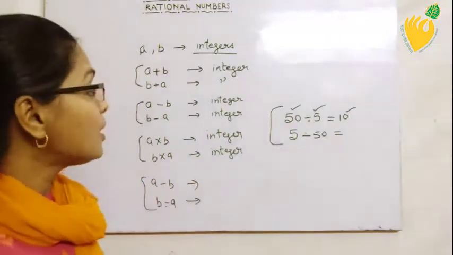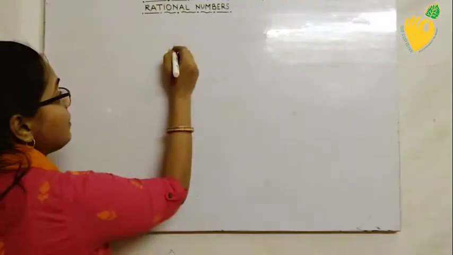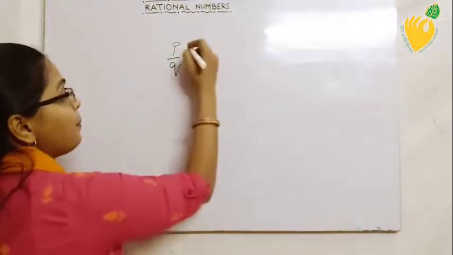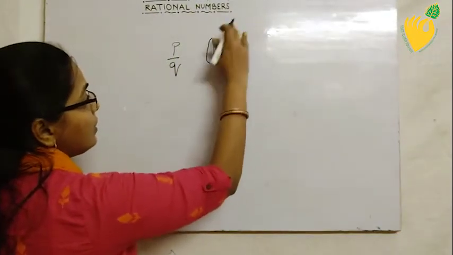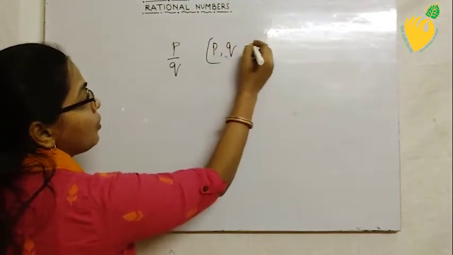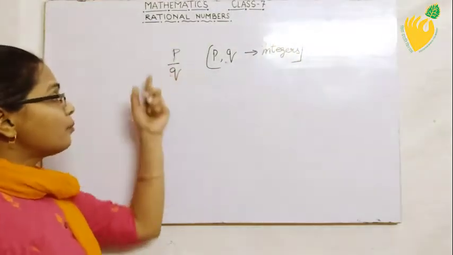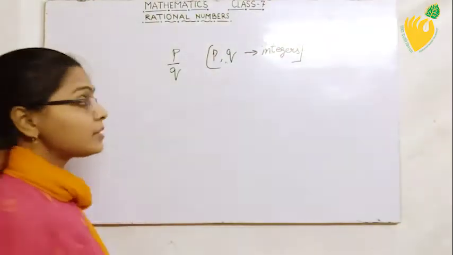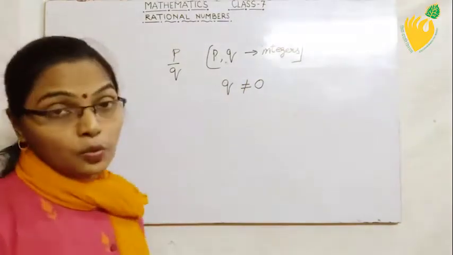Let's see what are rational numbers now. Students, rational numbers, when any number is in the form of p upon q, where p is an integer and q is also an integer, you can say these are two, small p and small q, both are what? Integers. So students, then this form p upon q of the rational number is called the rational numbers. But one more condition is there, q must not be equal to 0.